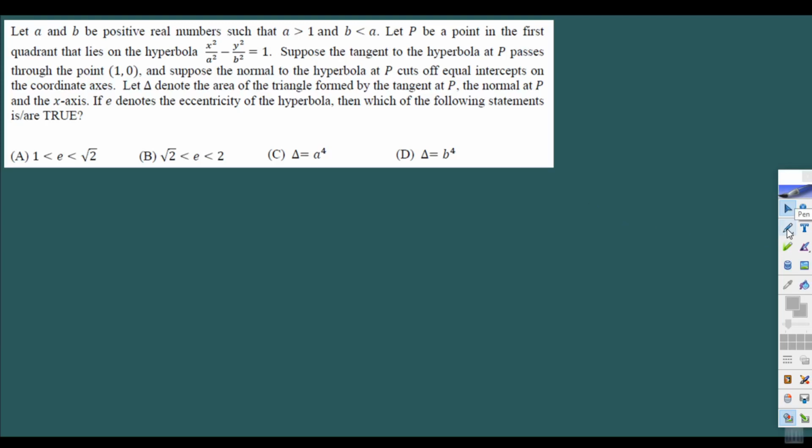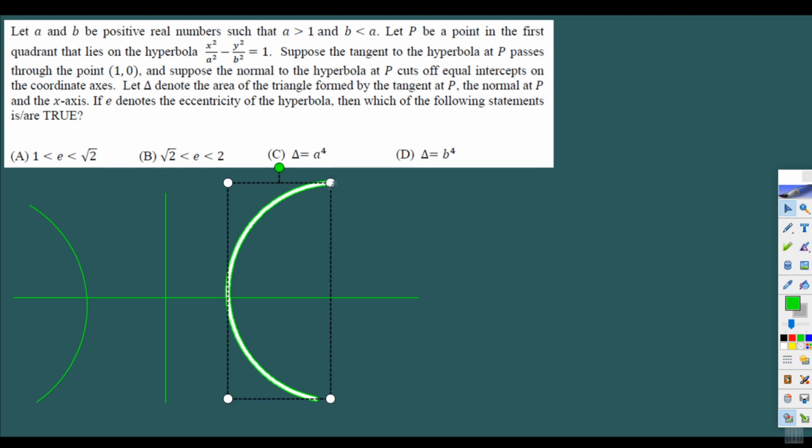Let's look into this problem of J 2020. Let A and B be positive real numbers. A is bigger than 1, B is less than A. P is a point in the first quadrant that lies on the hyperbola. So let us first draw a rough sketch of a hyperbola in order to have an idea of this question. Somewhat like this would be the hyperbola.